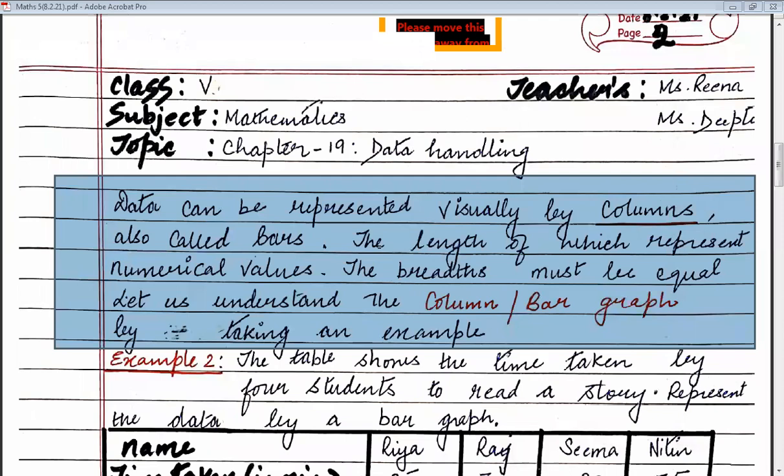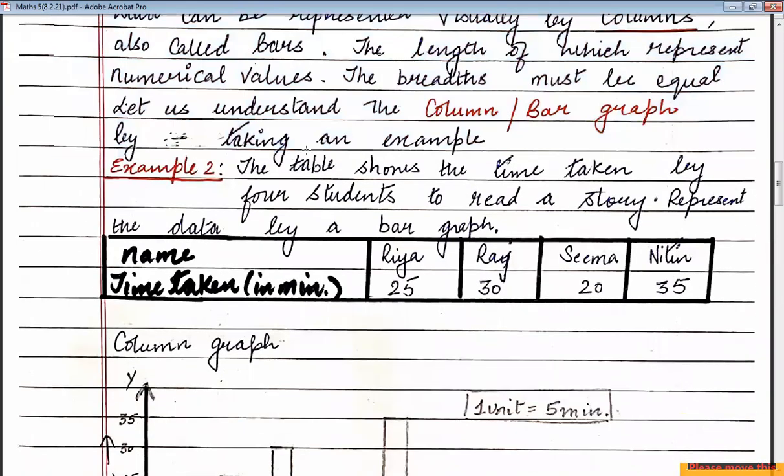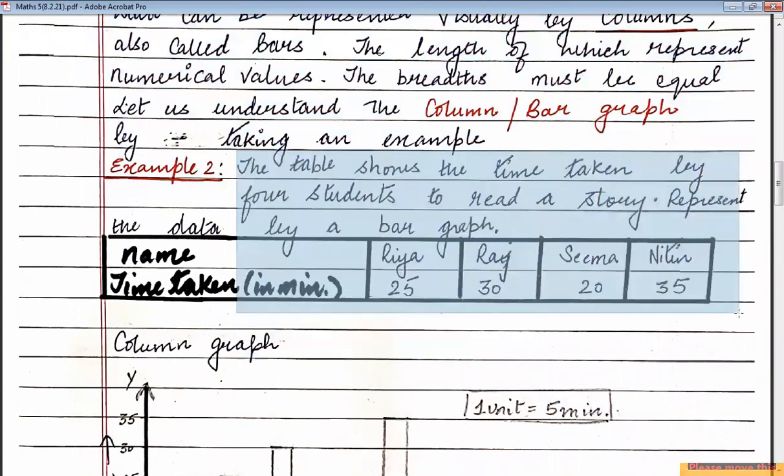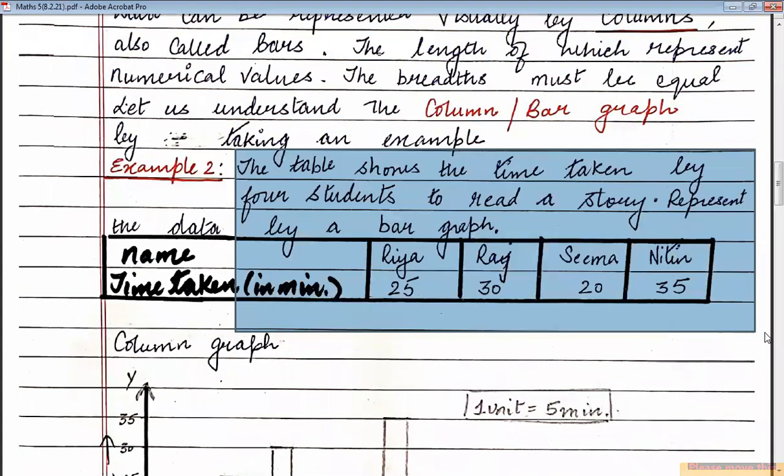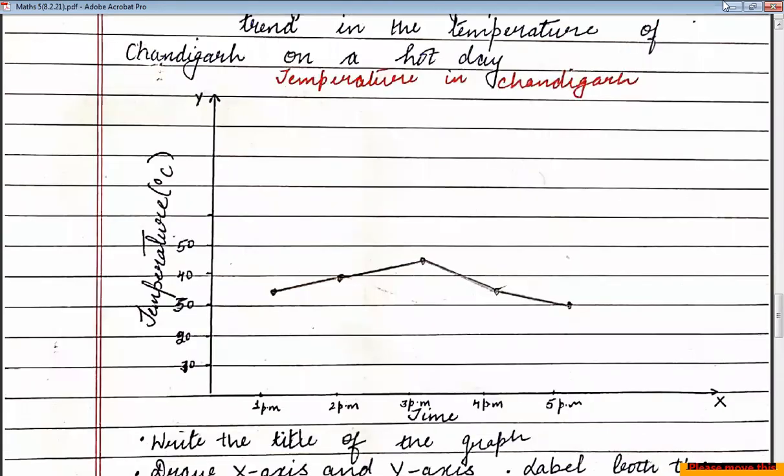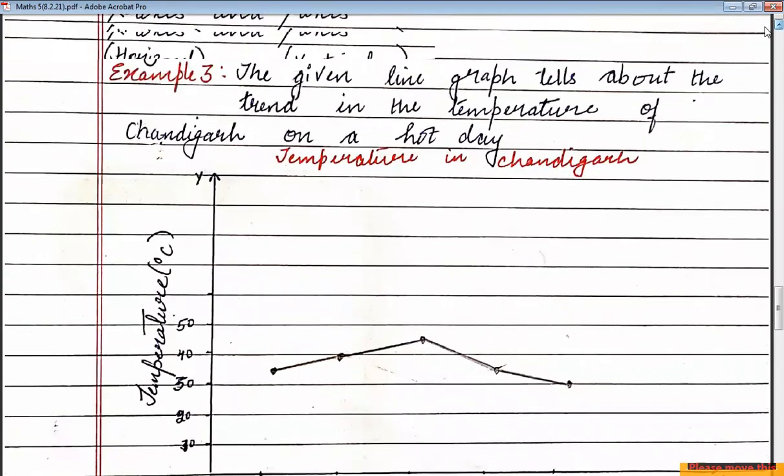Now children, look at our example number 2, that is again a table, and here it is given that the students read a story and how much time they take to read that story. The first girl, Ria, takes 25 minutes, Raj 30 minutes, Seema 20 minutes, and Nitin 35 minutes. Now children, let us see how to draw a column graph.